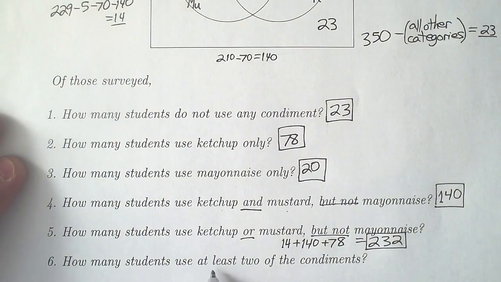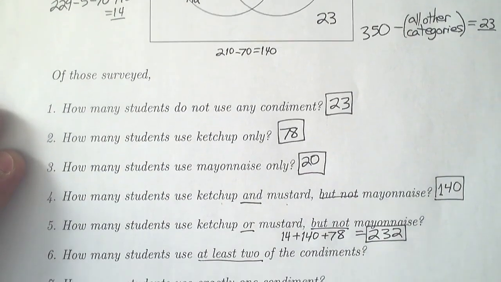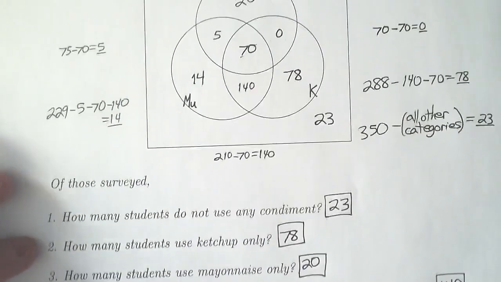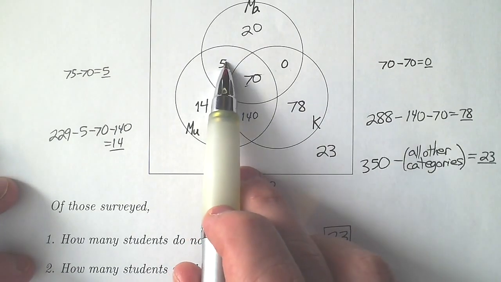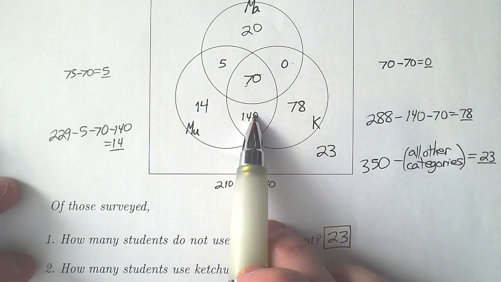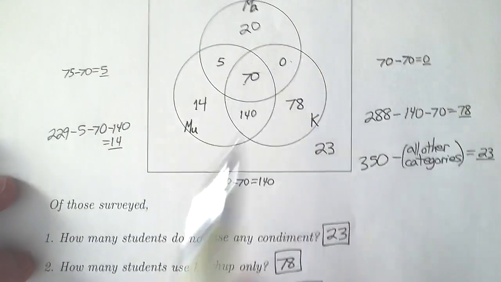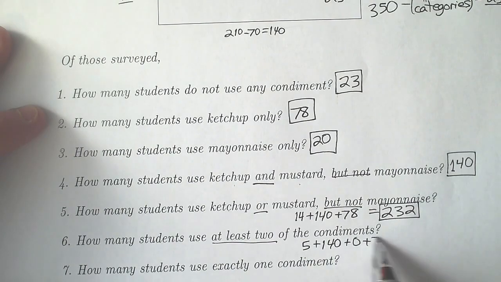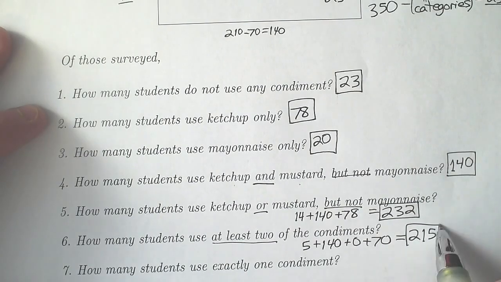How many students use at least 2 of the condiments? Okay, well that means they use 2 of the condiments or all 3. So the students who use 2 are the 5s, the 0, the 140, and the students who use all 3 are right in the middle of the picture. So let's do 5 plus 140 plus 0 plus 70. We get 215.